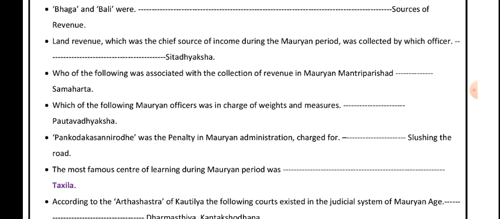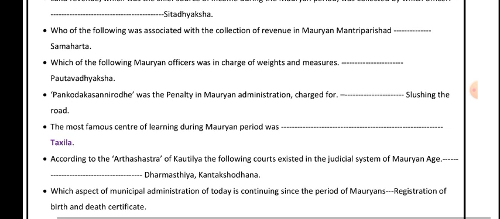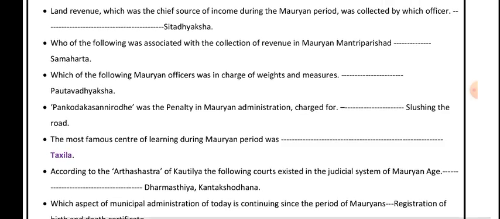Land revenue, which was the chief source of income during the Mauryan period, was collected by the officer Sitadhyaksha. Land revenue, which was the chief source of the income during the Mauryan period, was collected by which officer? Sitadhyaksha. Who of the following was associated with the collection of revenue in Mauryan times? Samhartha. Which of the following Mauryan officers was in charge of weights and measures?